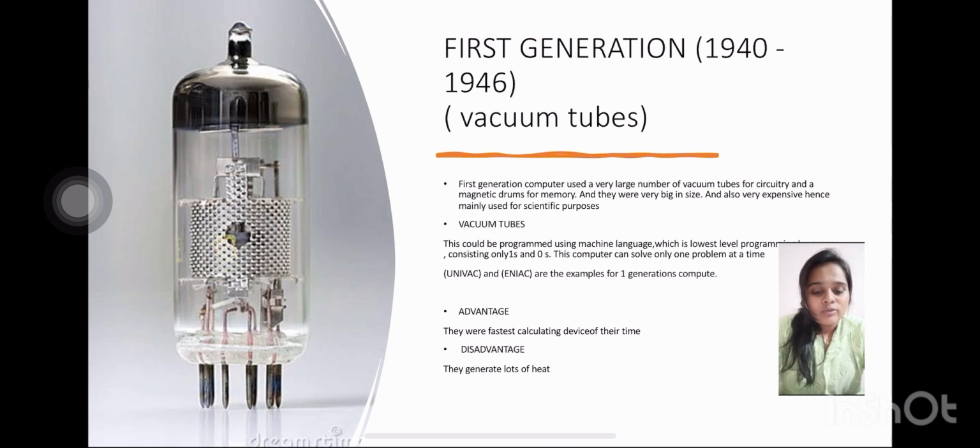This is about the vacuum tube. First generation computers used a very large number of vacuum tubes and magnetic drums for memory, and they were very big in size, very expensive, and mainly used for scientific purposes. Vacuum tube computers could be programmed using machine language, which is the lowest level programming language, consisting only of 1s and 0s. These computers can solve only one problem at a time.